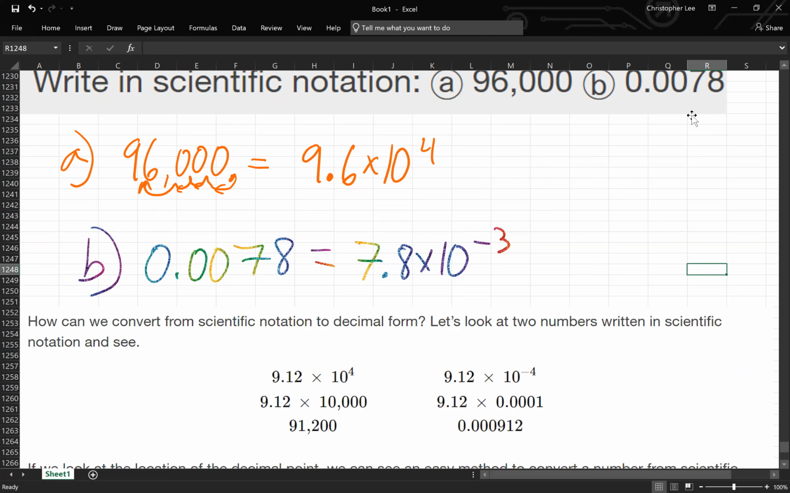9.12 times 10 to the negative fourth power, we know is 9.12 times 0.0001. Multiply them together, you get what? 0.000912. That's your answer.